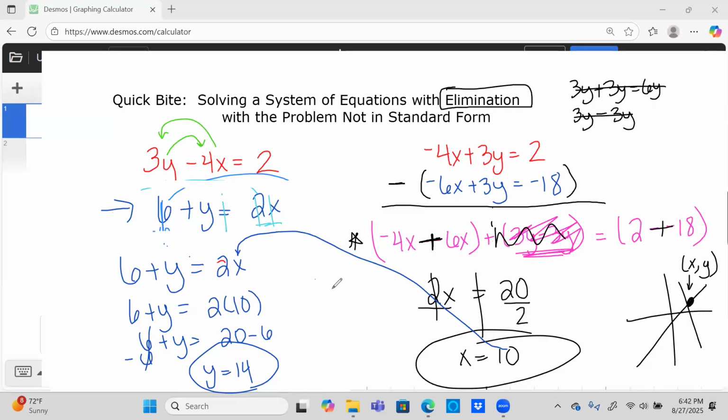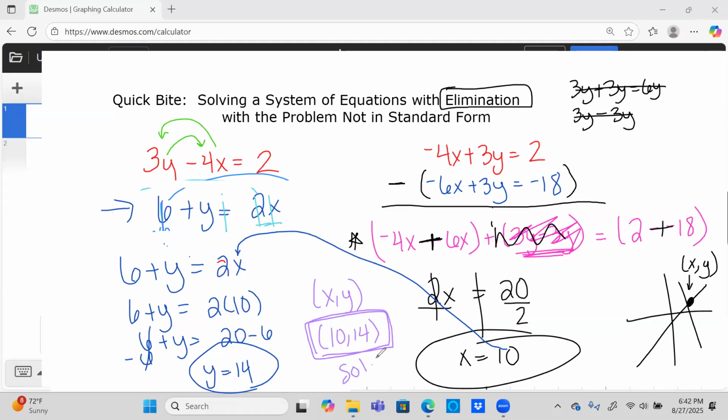A point always comes as x comma y. So our final answer is 10 comma 14. That is where these 2 linear equations would meet, would intersect. That is the solution to this system.